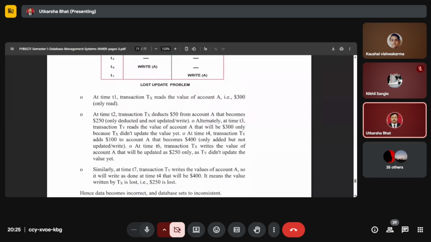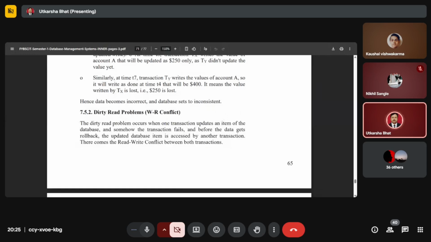Similarly, at the T7 transaction, Ty writes the value of account A. So it will write as done at the time of T4. That will be $400. It means the value written by Tx is lost, that is, $250 is lost. Hence, data becomes incorrect and the database is said to be inconsistent.